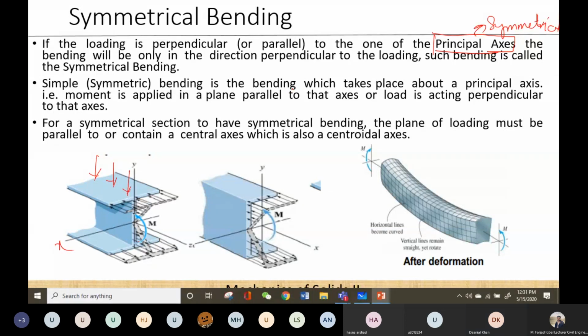Yes, if we apply the load around that axis, then we will get symmetrical bending. But we are not going to do that. We are going to do unsymmetrical bending because we can already solve the symmetrical bending scenarios. So symmetrical bending, or simple bending, is the one which takes place about the principal axis.